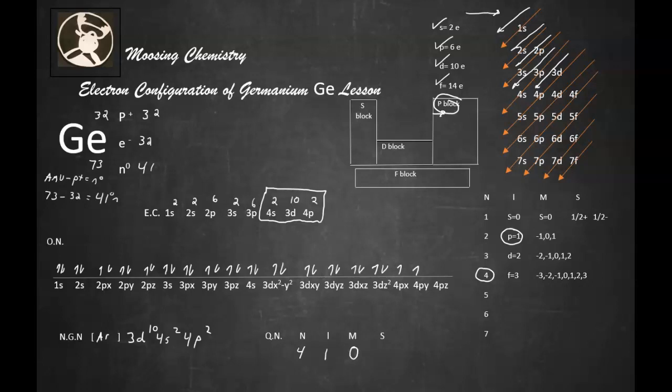And let's look at this last arrow right here. That last arrow is going up. So that tells me that my S value is going to be positive 1/2 there.